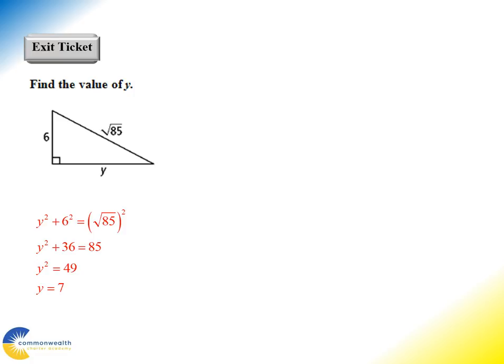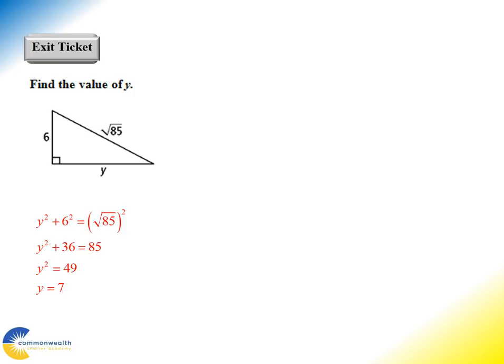So y squared plus 36 is just going to equal 85. When I subtract 36 from both sides, I get that y squared equals 49. And then when I square root both sides, I get that y equals 7. Again, I don't assume it to be a negative 7 because we are talking about a side of a triangle, and in this context, a negative doesn't make any sense.